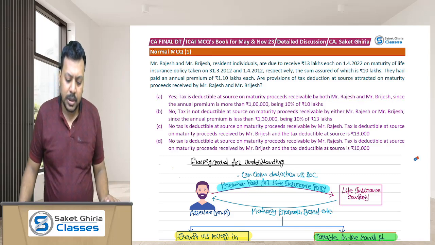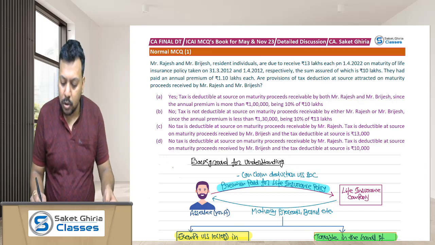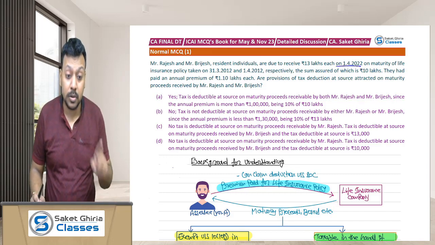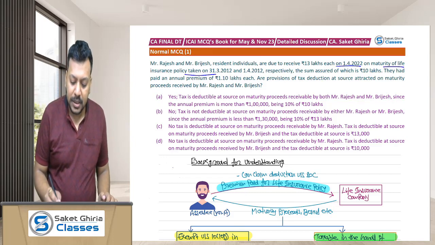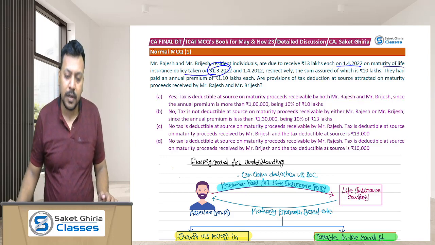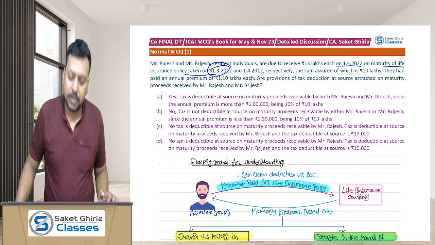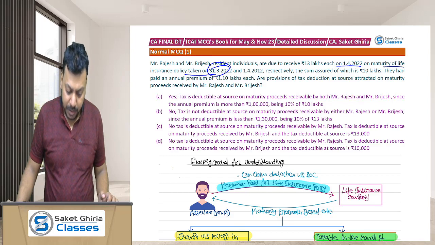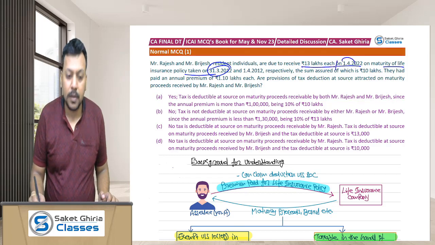Mr. Rajesh and Mr. Brijesh, resident individuals, are due to receive rupees 13 lakh each on 1/4/2022, meaning previous year 22-23, on maturity of a life insurance policy taken on 31/3/2012 and 1/4/2012. It means Mr. Rajesh has taken a life insurance policy and Mr. Brijesh has taken a life insurance policy, and they are due to receive rupees 13 lakh each on 1/4/2022.